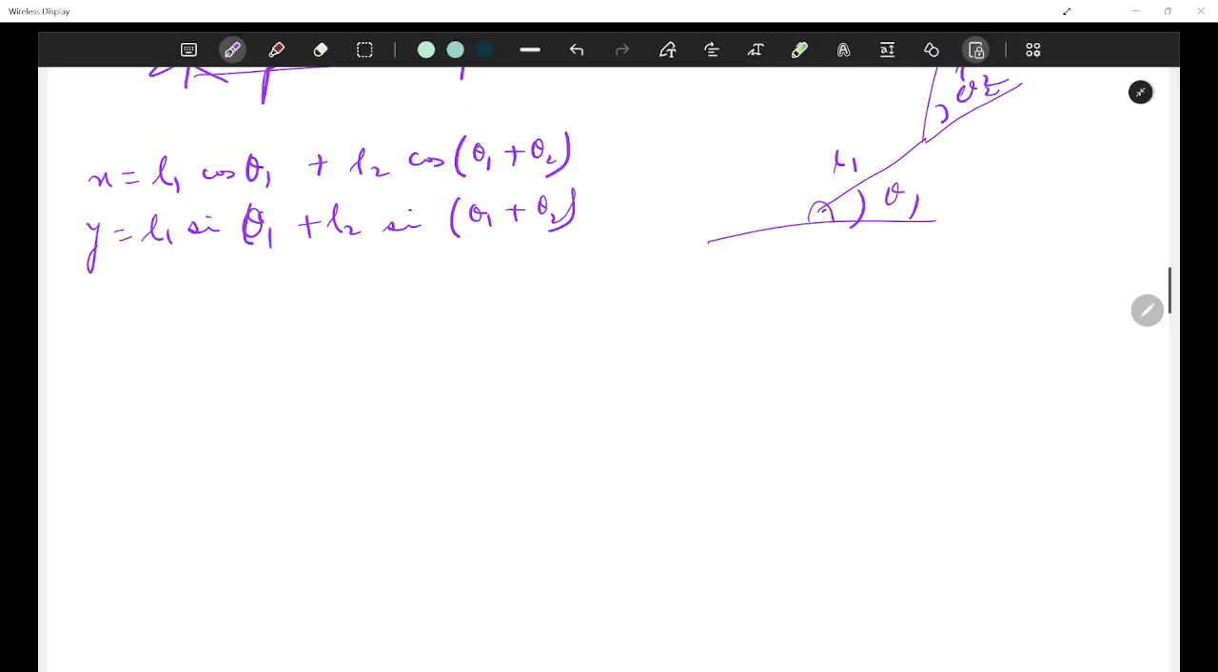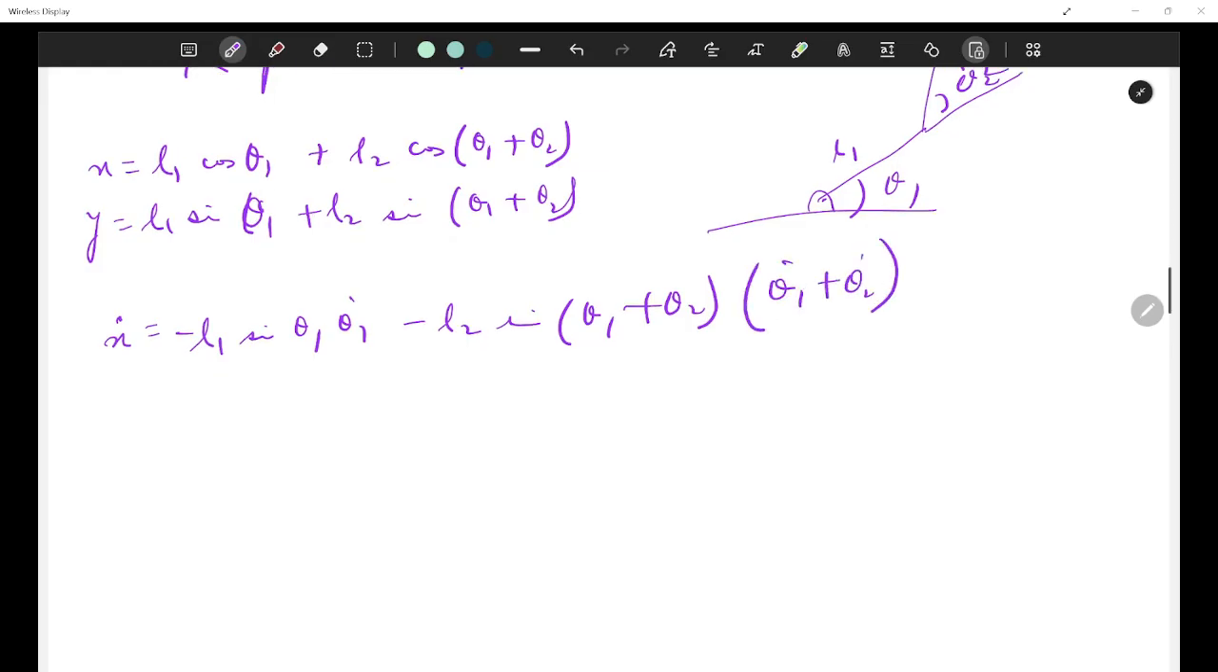If you compute the Jacobian, how would you do that? You would differentiate it first. So x dot is minus L1 sin theta 1 times theta 1 dot minus L2 sin of theta 1 plus theta 2 times theta 1 dot plus theta 2 dot, right? Your y dot would be L1 cos theta 1 times theta 1 dot plus L2 cos of theta 1 plus theta 2 times theta 1 dot plus theta 2 dot.